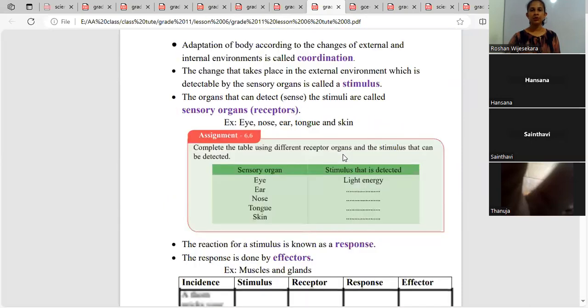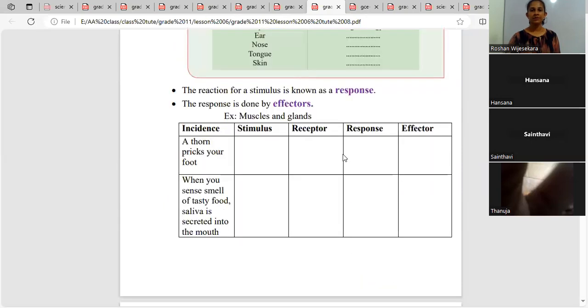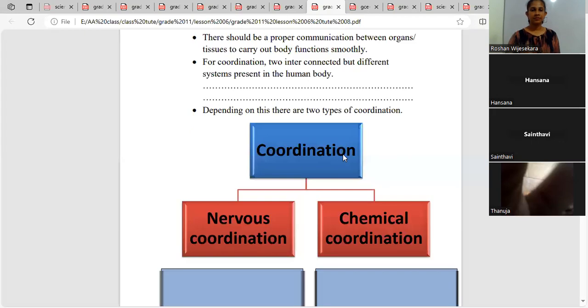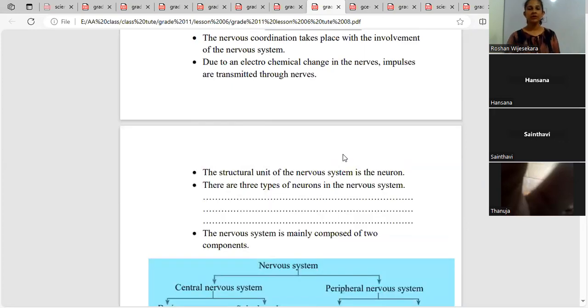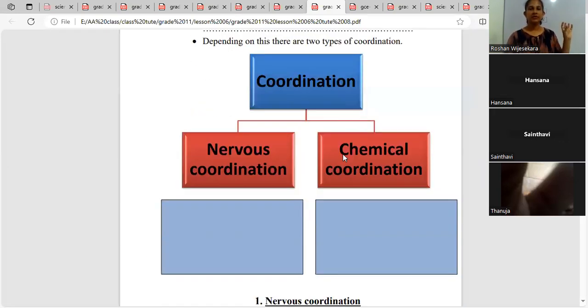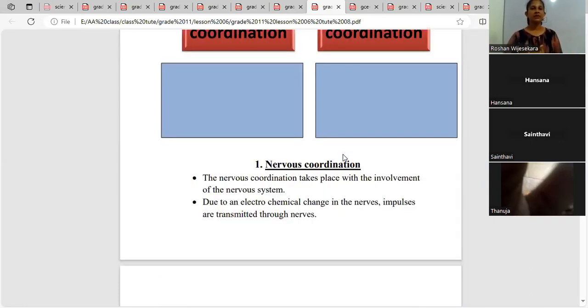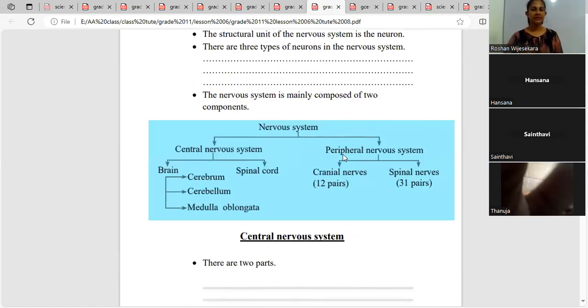Coordination in humans. When considering coordination, there are 2 types, nervous coordination and chemical coordination. Nervous coordination is associated with the brain and spinal cord. Chemical coordination is associated with hormones, secreted hormones.